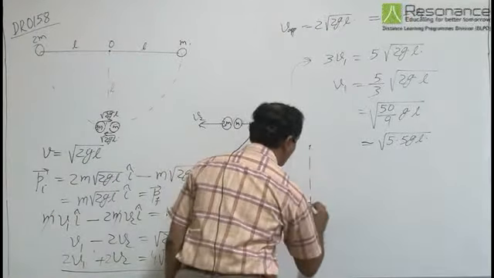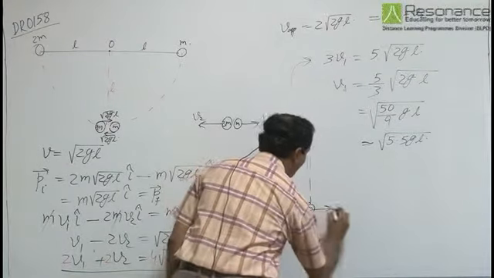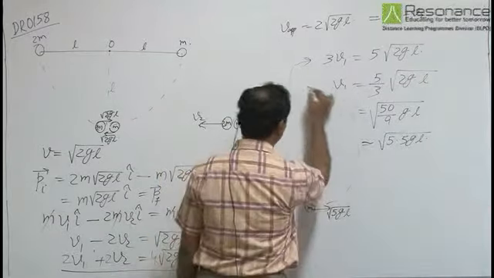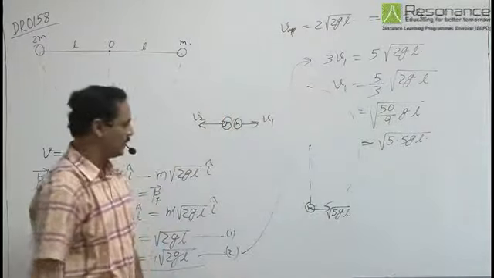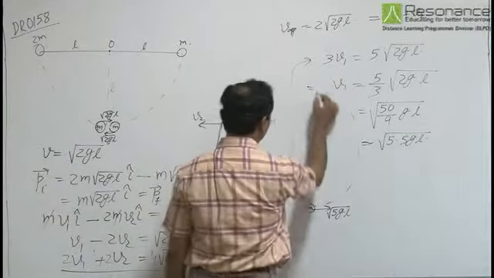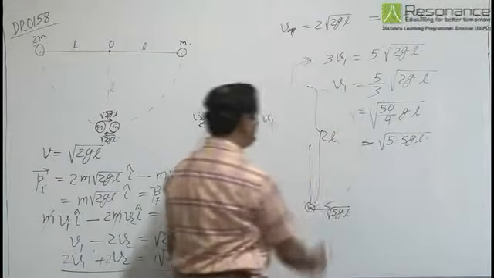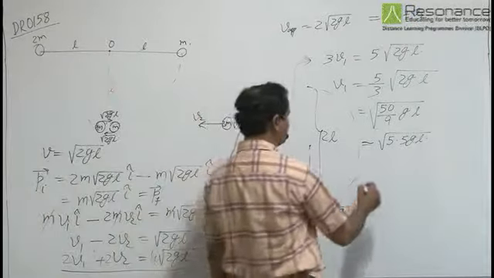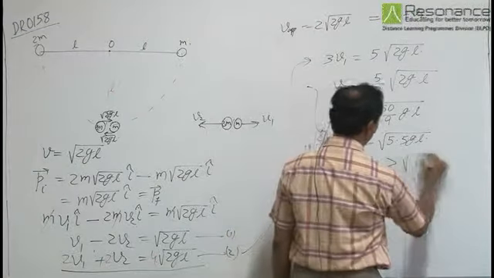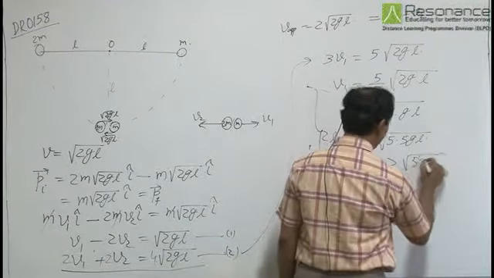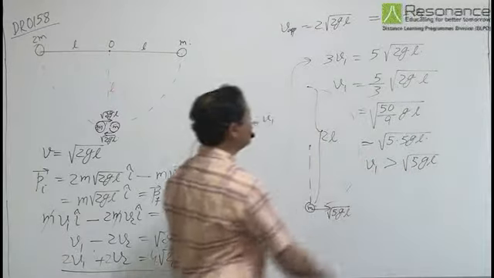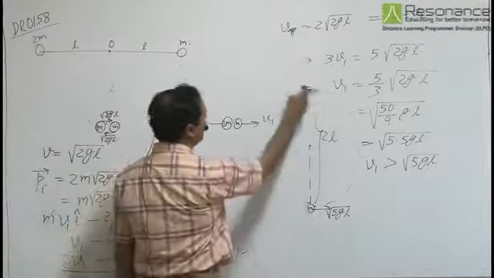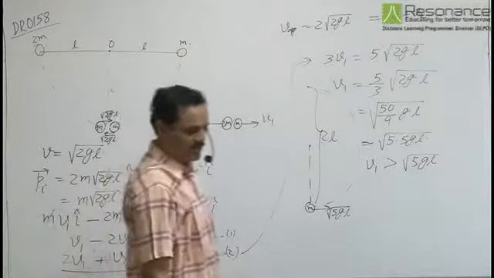As we already know that if a particle is given a velocity of under root 5gL, it completes vertical circular motion. That is, it goes a distance 2L up from its lowermost position. As it can be seen that v1 is greater than under root 5gL, that means the particle will complete vertical circular motion and maximum height from its lowermost position is 2L.